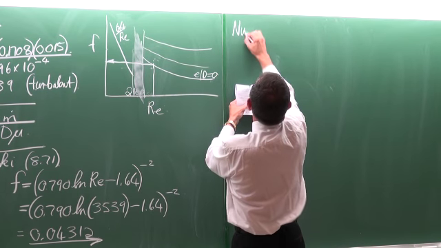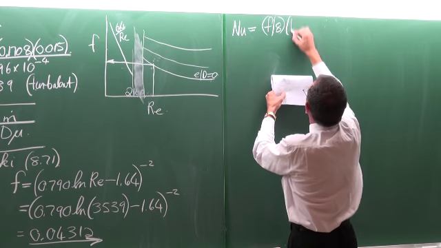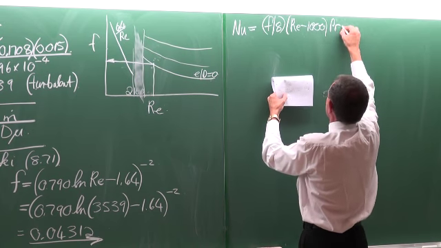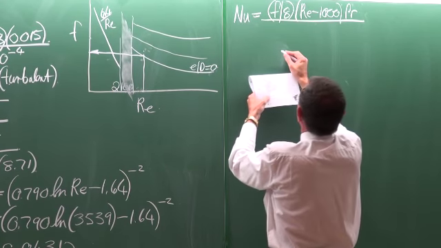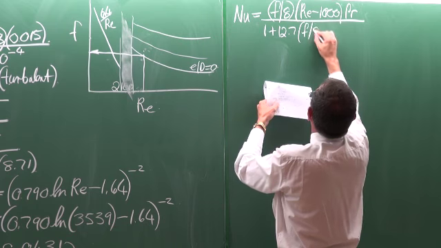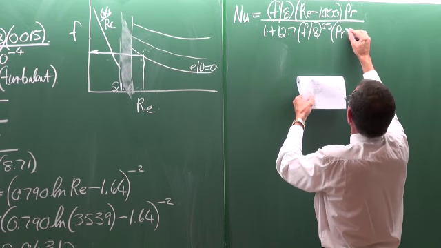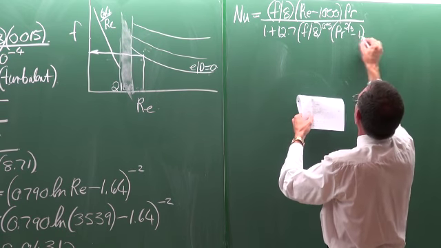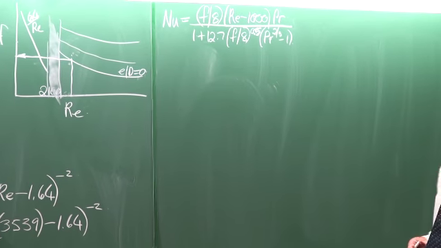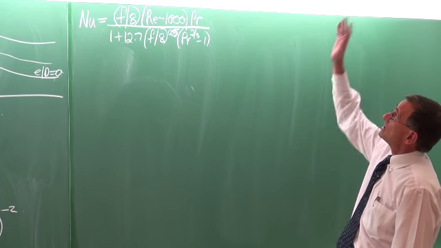And the Gnielinski equation says the Nusselt number is equal to the friction factor divided by 8 multiplied by Reynolds minus 1000 multiplied by Prandtl, everything divided by 1 plus 12.7 multiplied by (F divided by 8) to the 0.5, multiplied by (Prandtl to the 2/3 minus 1). Something like that. You can go and check. Equation 8.71. And I believe it's up there on the screen also.